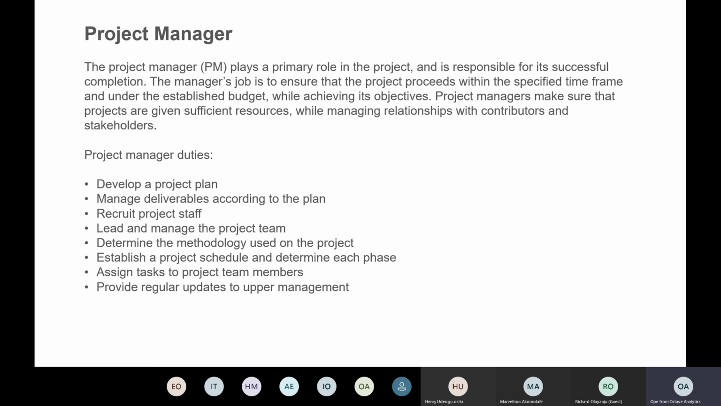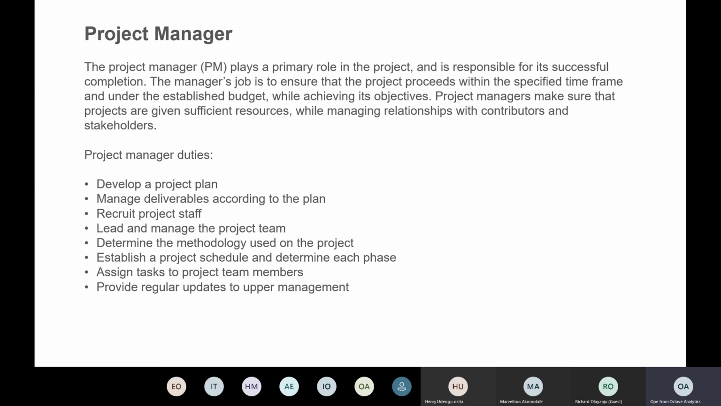So the project manager's main aim is to ensure smooth running of the project, right? So you manage relationships between contributors within your team. You also manage your stakeholder engagement, your client stakeholder engagement. So these are the duties of a project manager.